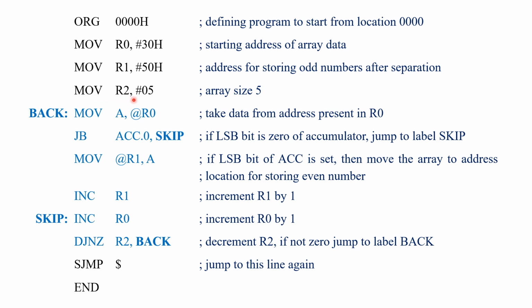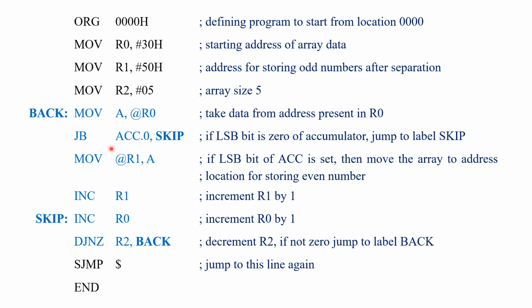So move R2, comma, #05. So R2 is going to be a counter. Now let us start with the looping part. So the first value we are taking: MOV A, @R0. So the very first value from the array we are taking to the accumulator.